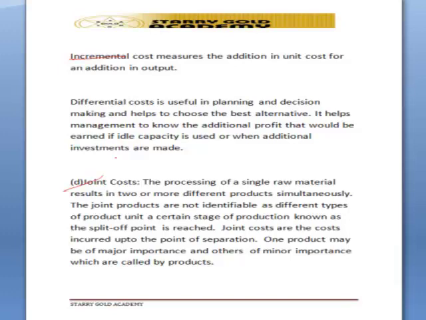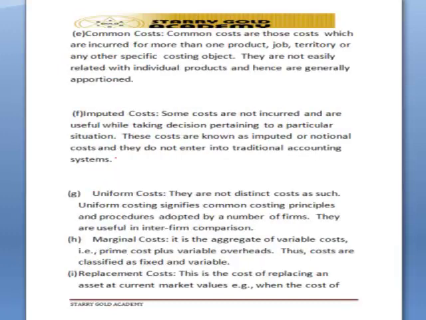Joint cost can be apportioned to different products only by adopting a suitable basis of apportionment. So when we come to joint and byproducts, we will look at how we allocate that. Next, there's what we call a common cost.